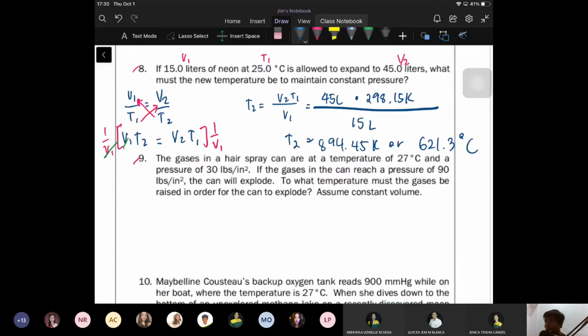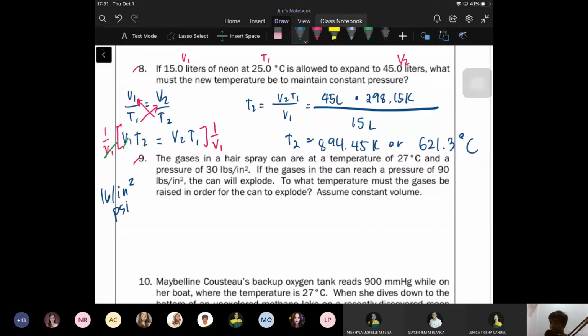Let's proceed with number 9. No? So, number 9, the gases in a hairspray can are at a temperature of 27 degrees Celsius and a pressure of 30 pounds per square inch. No? So, yung 30 pounds per square inch, ito baka naninibago kayo. Ito yung PSI unit, no?